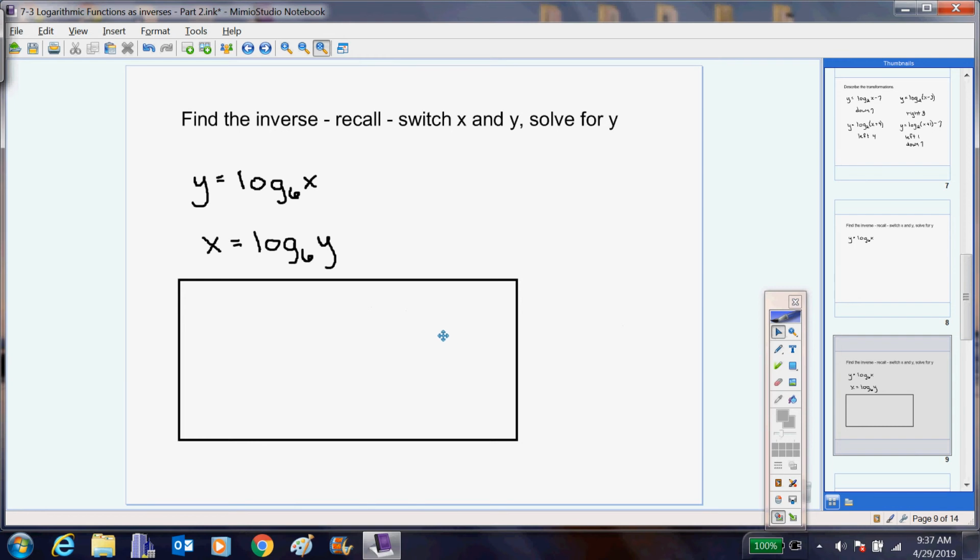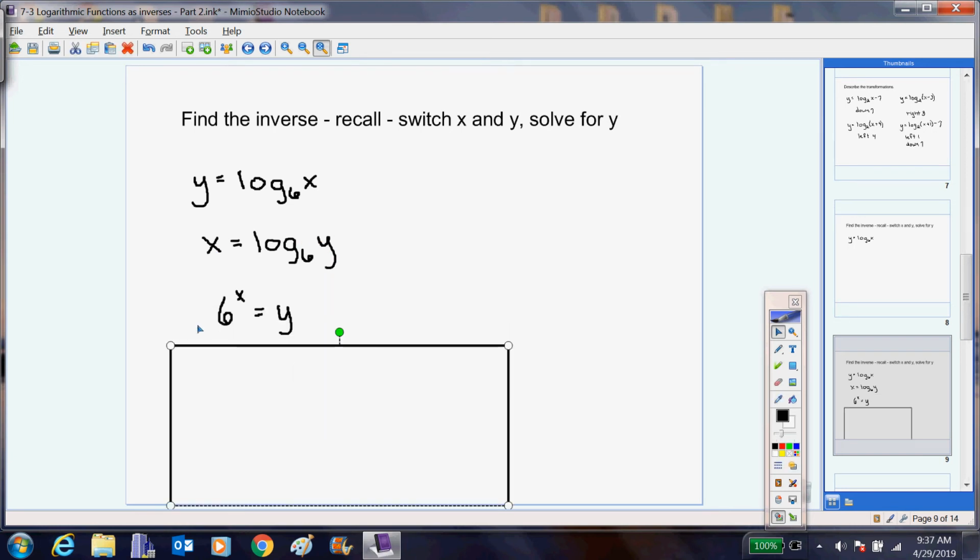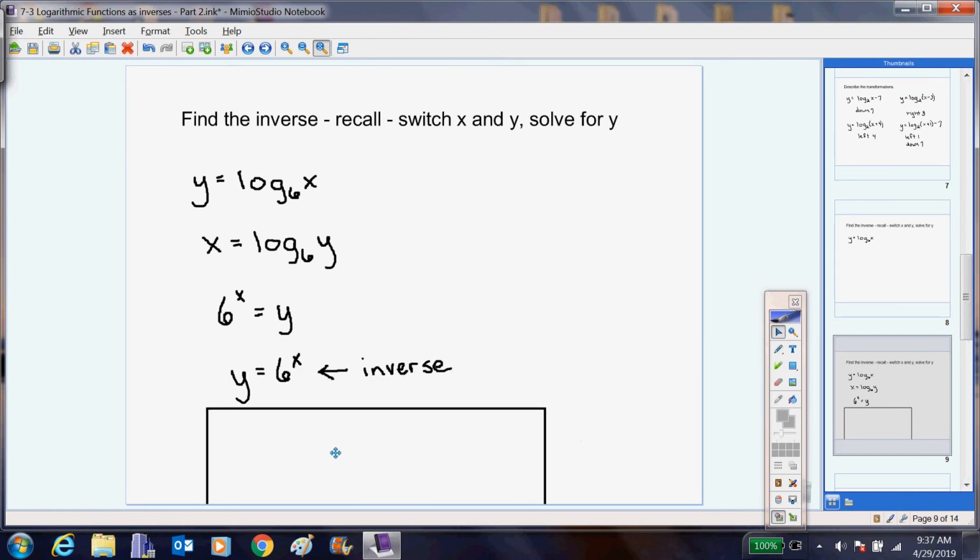And this one, actually, the logarithmic inverses are really kind of the easiest ones to do. If we want to solve this for y, all you have to do is use your definition of logarithm, which means that this is our base, this is our exponent, and it equals this number. So 6 to the x power equals y. And guess what? Now we're solved for y already. So that is actually the inverse without really having to do too terribly much work.